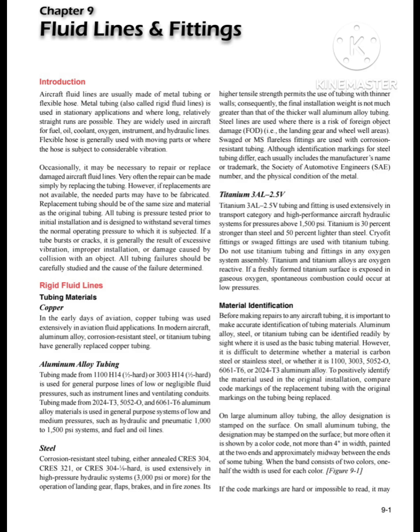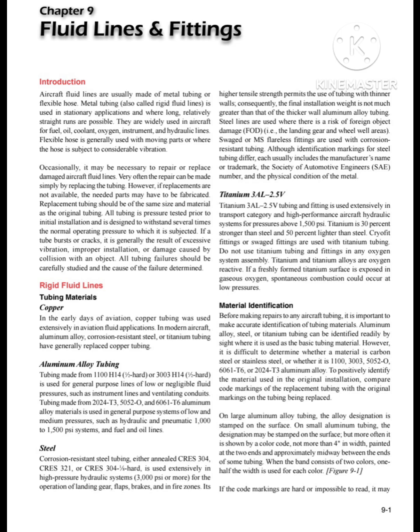In aircraft maintenance engineering, aircraft fluid lines are usually made of metal tubing or flexible hose. Metal tubing, also called rigid fluid line, is used in stationary applications and where long, relatively straight runs are possible. They are widely used in aircraft for fuel, oil, coolant, oxygen, instrument and hydraulic lines. Flexible hose is generally used with moving parts or where the hose is subject to considerable vibration.